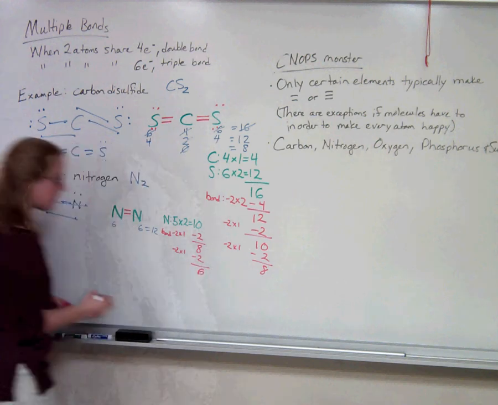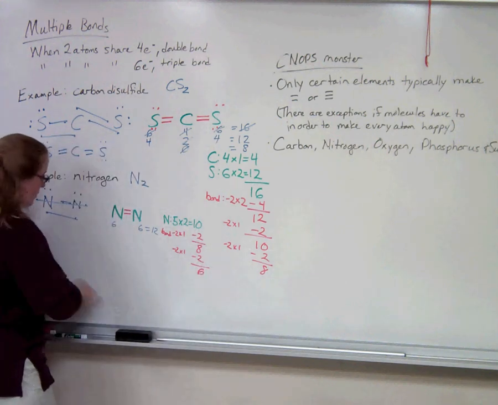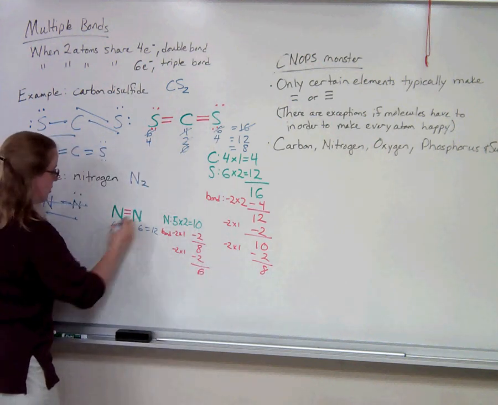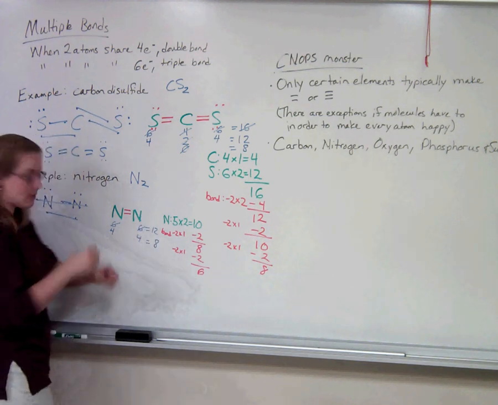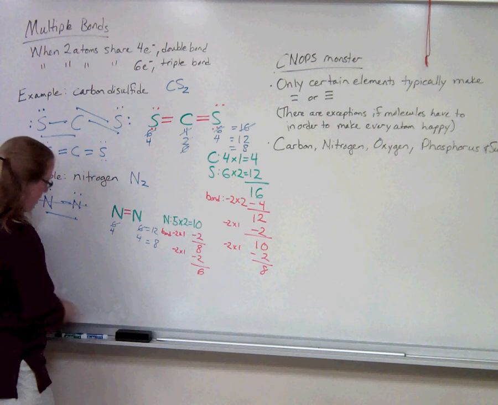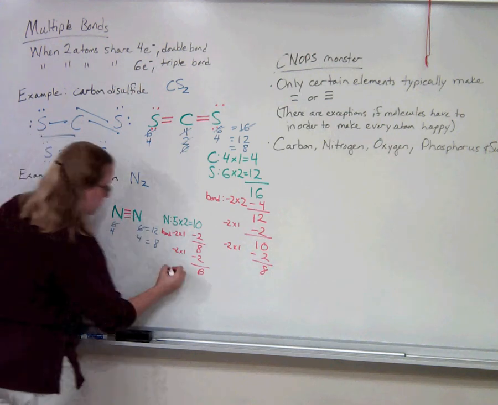We have 6 left. Now, this nitrogen needs 4. It already has 4. This one also needs 4, which is 8. Getting closer, but still not there. So now we're going to need another bond. Subtract 2 more.